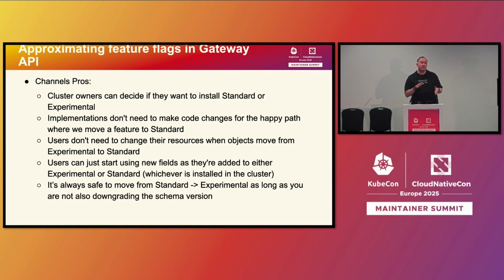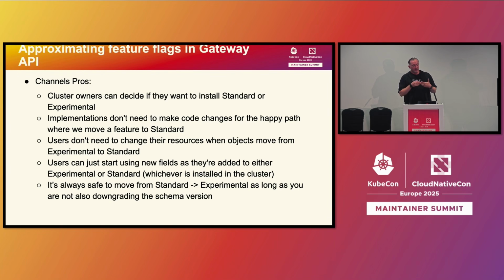The other thing that's kind of a nice feature in some ways is that users don't need to change their objects, right? Like, you can take an HTTP route that's using budgeted retries, which is one of the newer features that is currently in experimental, and you can just apply that HTTP route, and if it's experimental in the cluster, then the feature will work, and if it's not, it won't. But then that comes to a con that I'll get to in a minute as well.